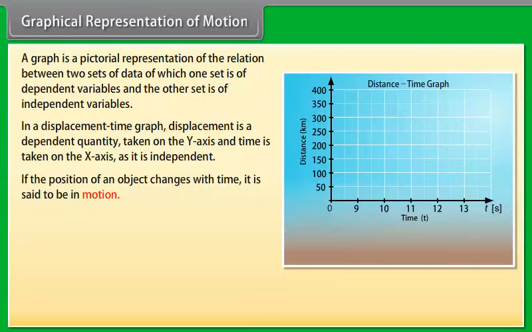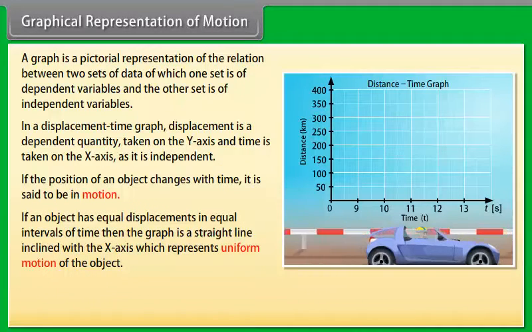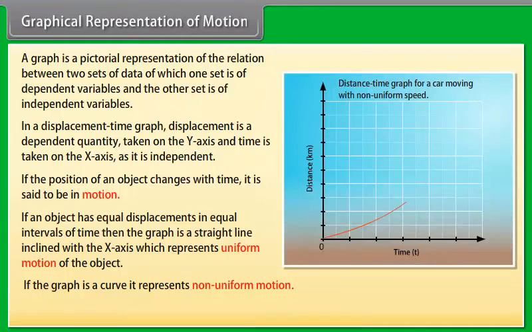If the position of an object changes with time, it is said to be in motion. If an object has equal displacements in equal intervals of time, then the graph is a straight line inclined with the x-axis, which represents uniform motion of the object. If the graph is a curve, it represents non-uniform motion.